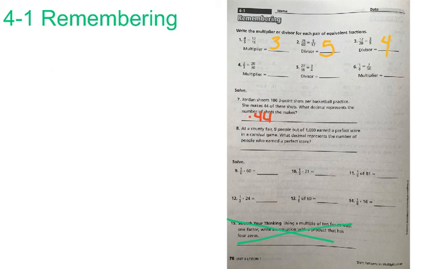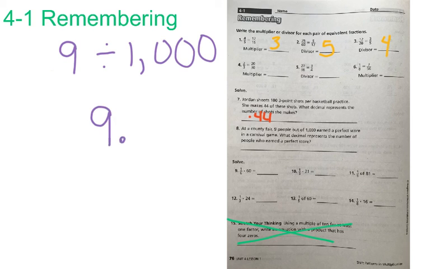Let's go ahead now and look at number 8 together. At a county fair, 9 people out of 1,000 earned a perfect score in a carnival game. What decimal represents the number of people who earned a perfect score? So that's 9 out of or divided by 1,000. And so we know that we have the number 9, and a whole number is followed by a decimal. We are going to divide by 1,000, so we can use our shift.